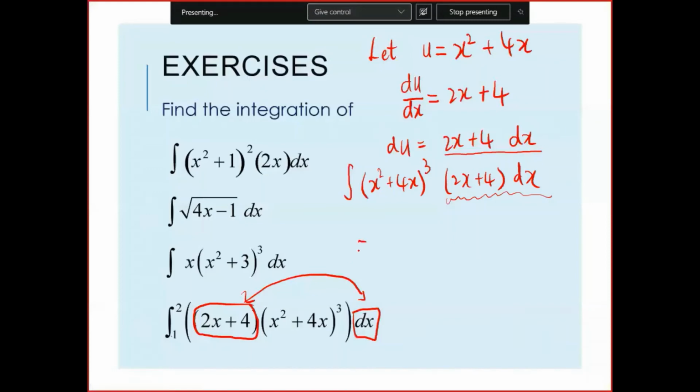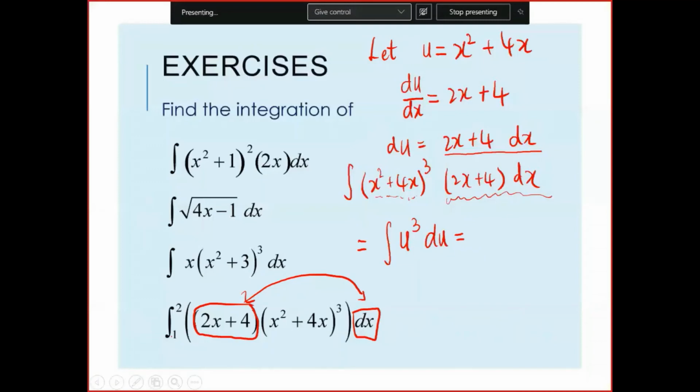So the whole thing will now be u to the power of 3. Now this one is the u. And these two items behind here become a du. So we have the du. 2x plus 4 dx is the du. So, okay, up to here. Are you okay with it? Yes. Okay, very good. Now, when we substitute the u, you can see now the integration becomes easier.